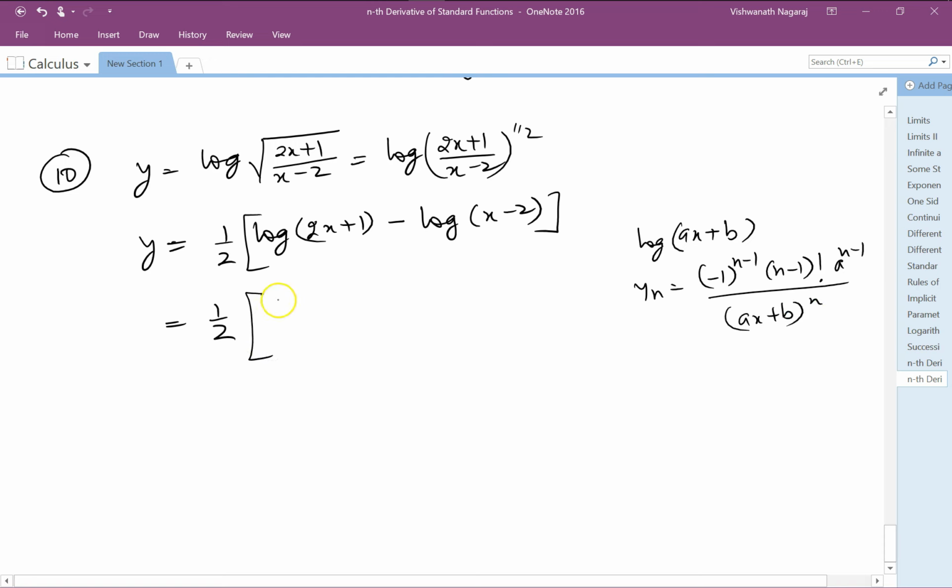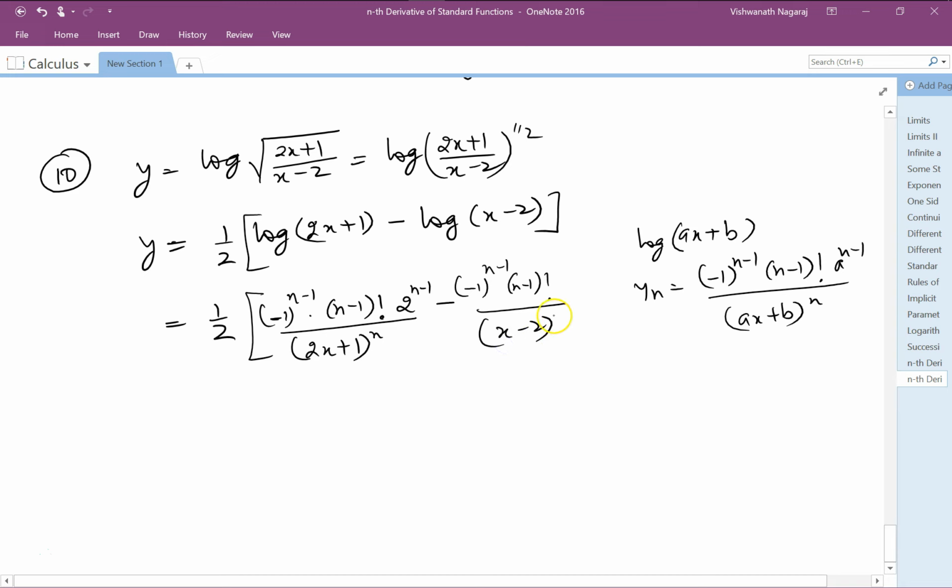So here what happens? Minus 1 to the power of n minus 1 times n minus 1 factorial, a to the power of n, now a here is what? 2 to the power of n divided by 2x plus 1 to the power of n, minus the same one, minus 1 to the power of n minus 1, n minus 1 factorial, and here it is 1 factorial because here a is 1, divided by x minus 2 to the power of n.